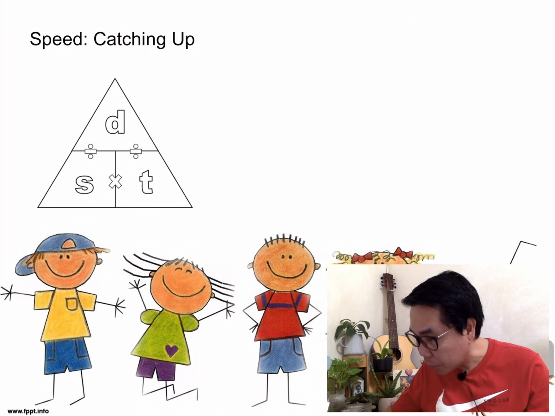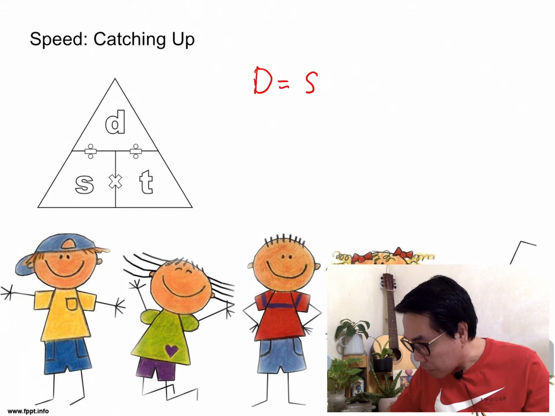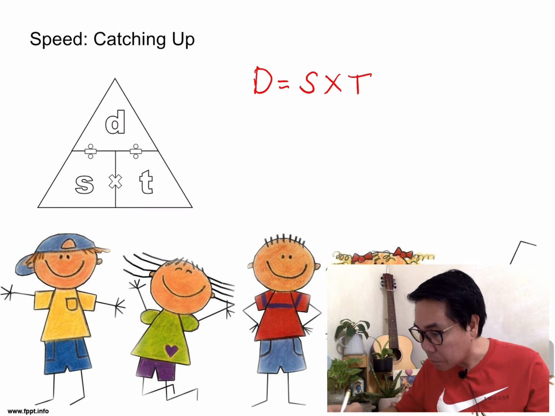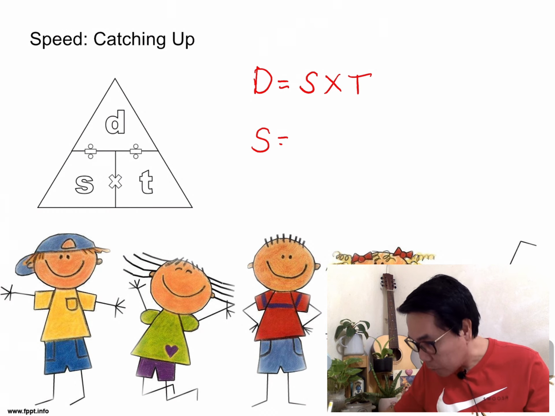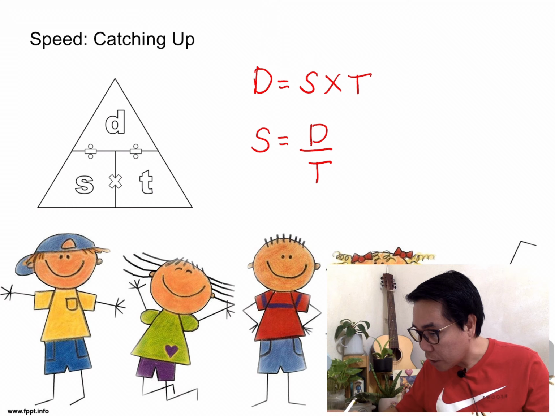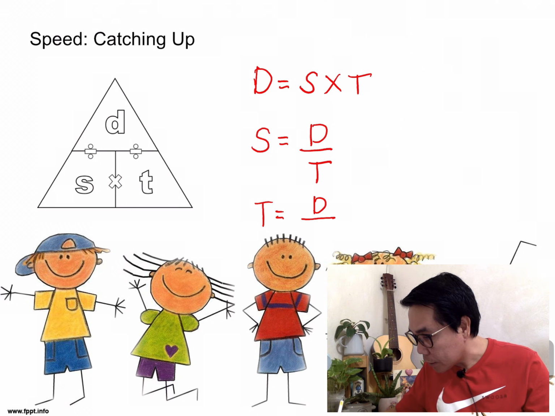If you're looking for the distance, D is for the distance, it must be speed times the time. If you're looking for the speed, you will see distance divided by the time. If you're looking for the time, the formula must be distance divided by the speed.